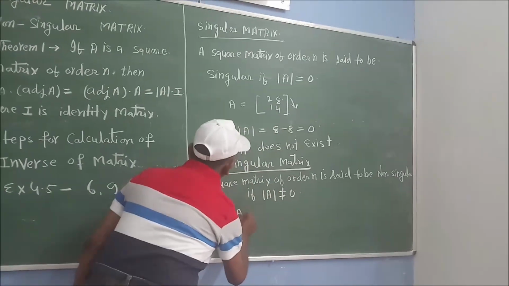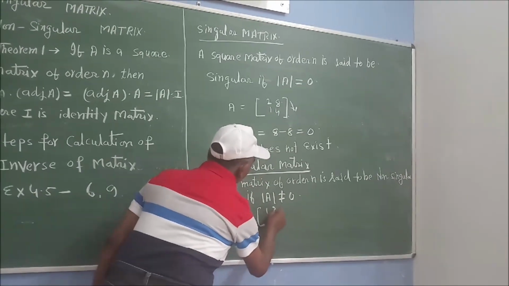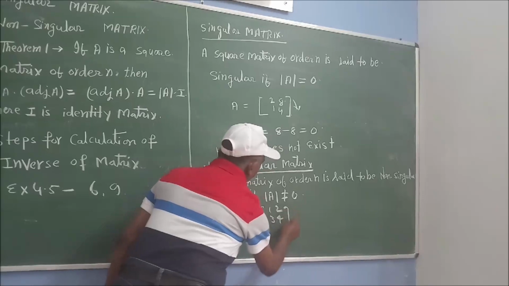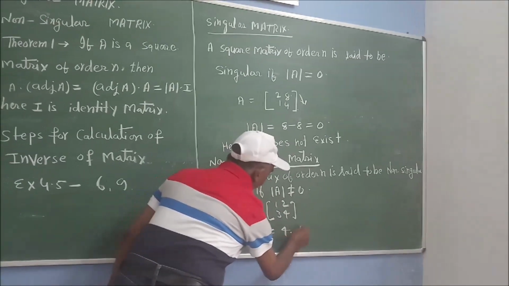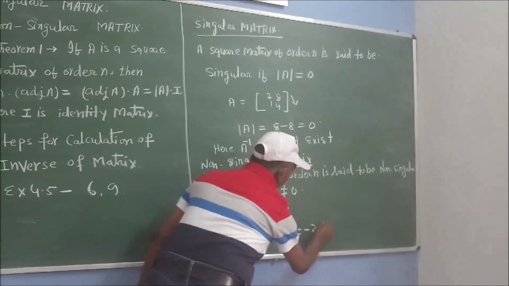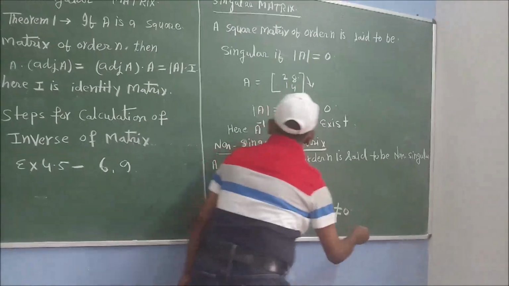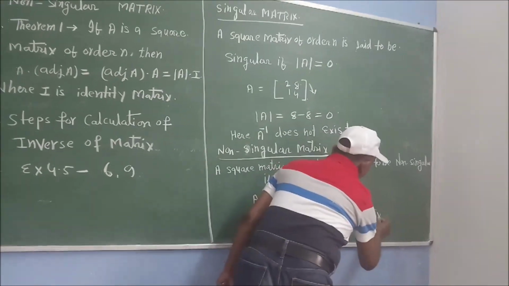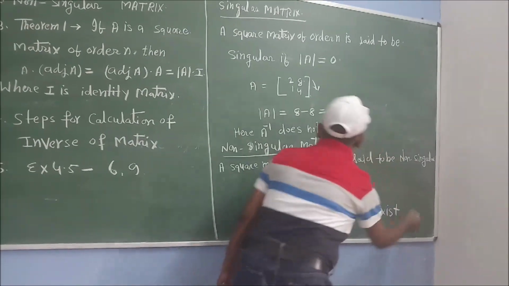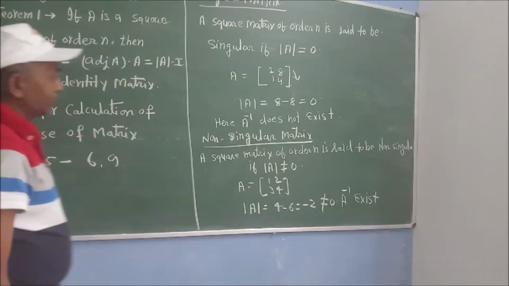See here, A is a matrix and its elements are 1, 2, 3, 4. So if you find the determinant of A, this will be equal to 4 minus 6, which is minus 2, not equal to 0. So here A inverse exists. That means we can calculate the inverse of this matrix.